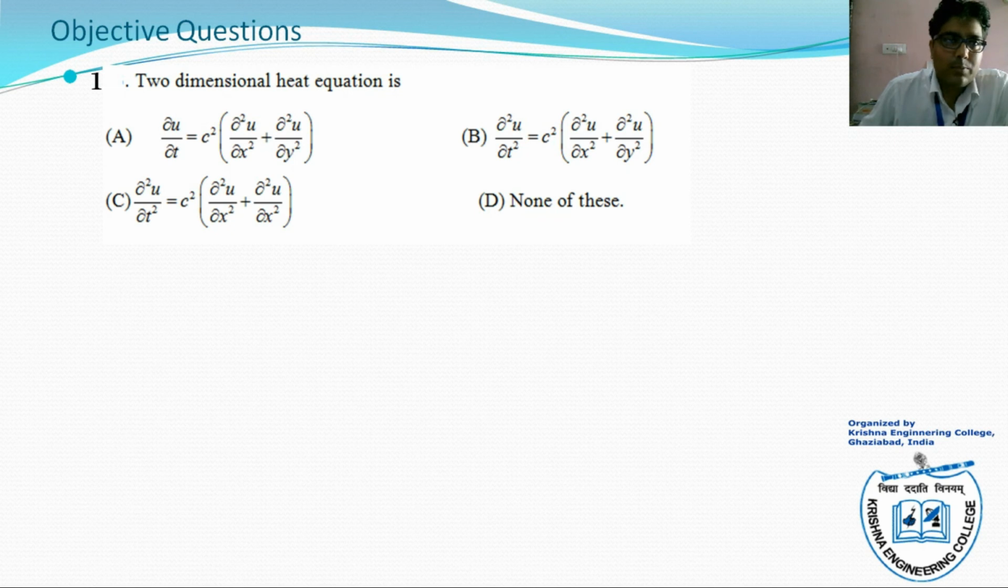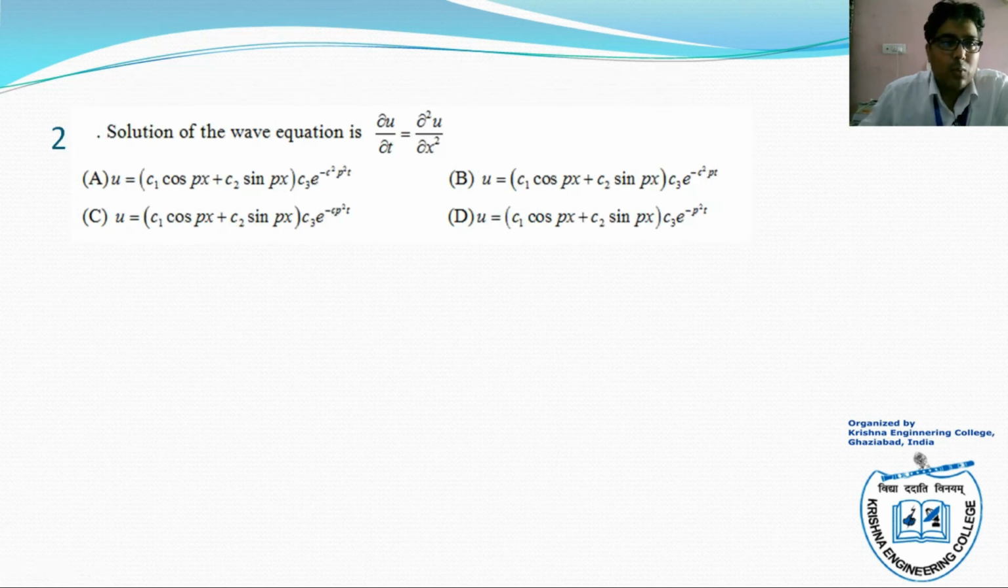These are the objective problems. The two-dimensional heat equation: this one is the two-dimensional wave equation, so this is not the heat equation. The heat equation, this is the standard result, del u over del t is equal to c square into del square u over del x square plus del square u over del y square. So option A is correct here.